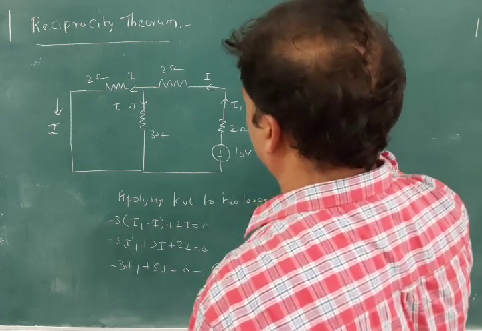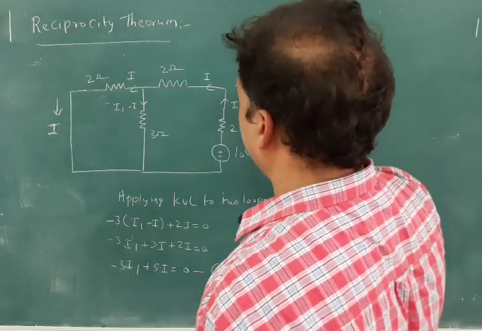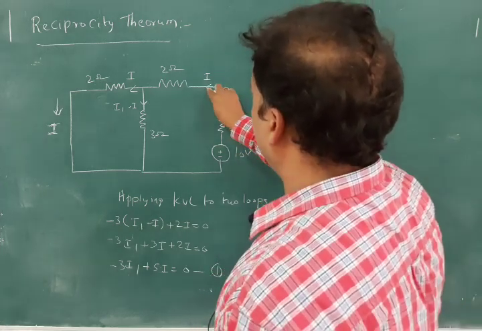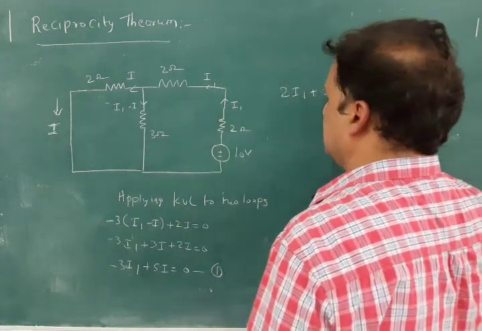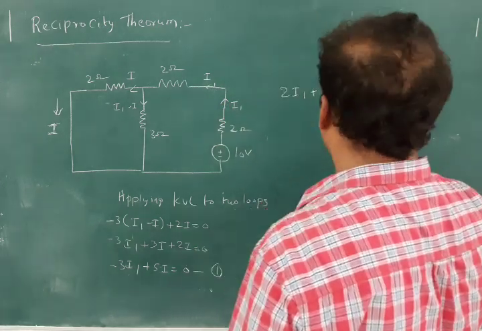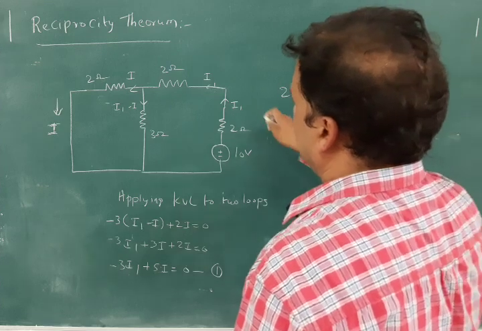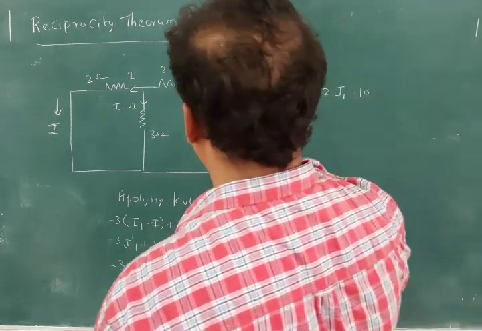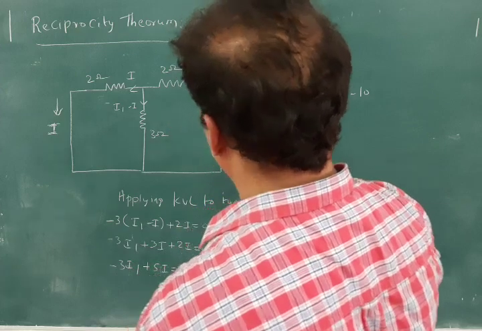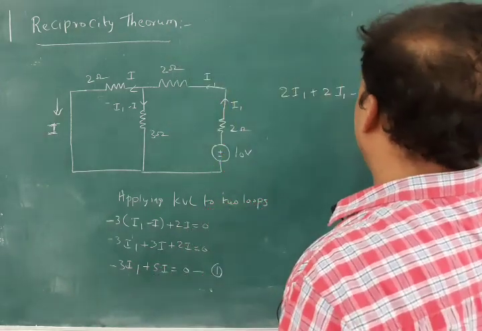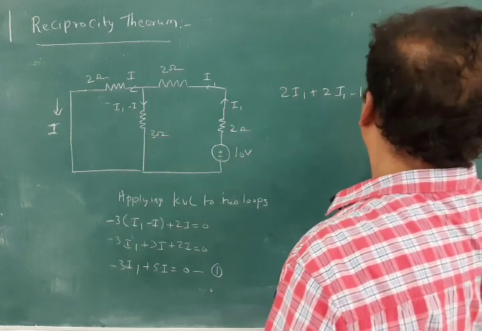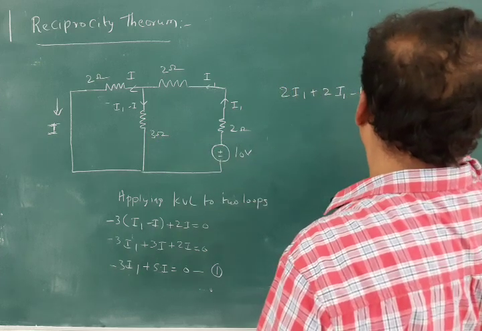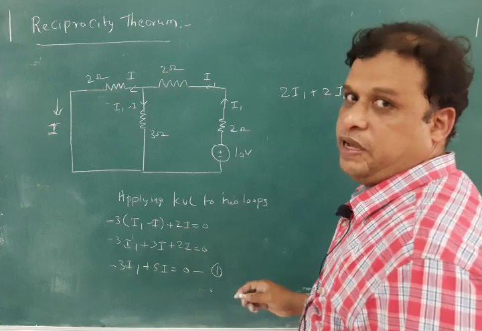Why? Because the current flowing here is only I1. So 2I1 plus 2I1 minus 10, like this direction. If we take this direction, it will become minus 10. Minus 10 plus 3 into (I1 minus I) is equal to 0. So, you know how to apply the KVL.